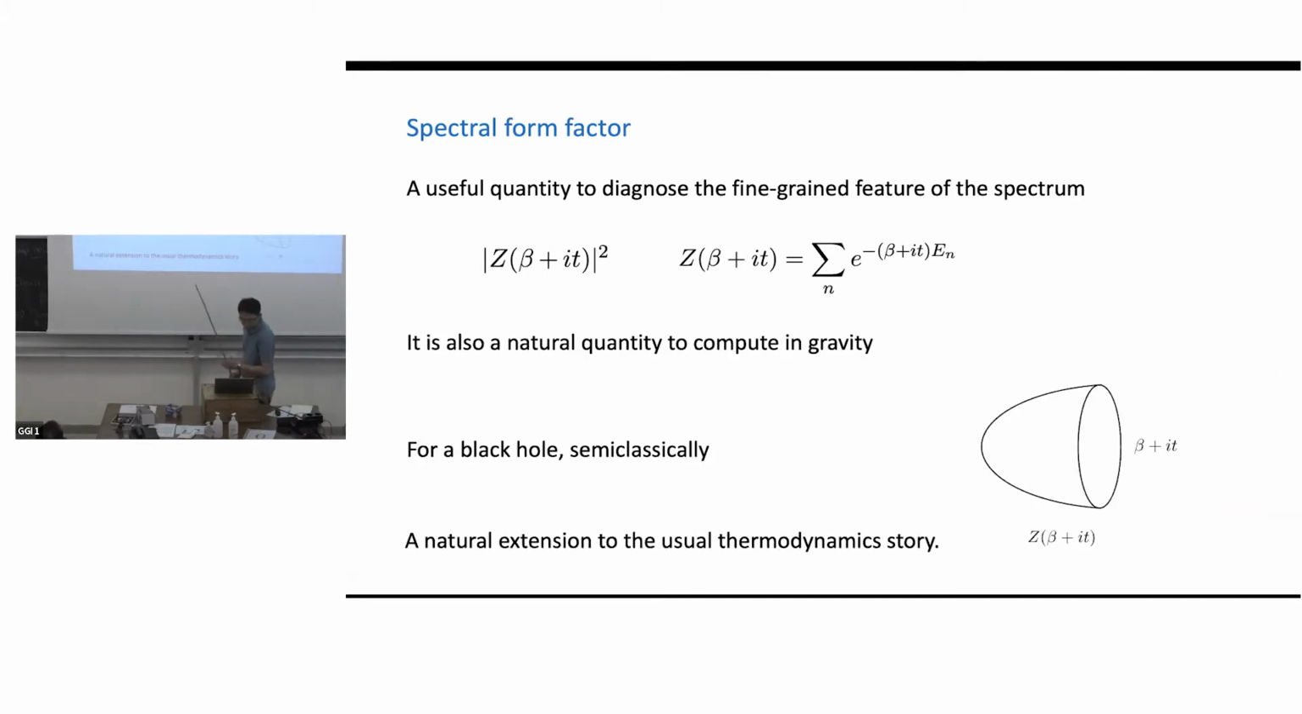Now, another reason that the spectral form factor is an interesting quantity to look at is because it's a natural quantity to compute in gravity. Semi-classically, if we want to compute Z of beta plus iT, we simply fix the boundary length of the spacetime to be some complex number beta plus iT, and look for the bulk solution that fills in this boundary. If we consider this for a black hole, semi-classically, it's just given by a complex black hole spacetime, an analytic continuation of the usual black hole solution. So it is a very natural extension to the usual Gibbons-Hawking type thermodynamics story.